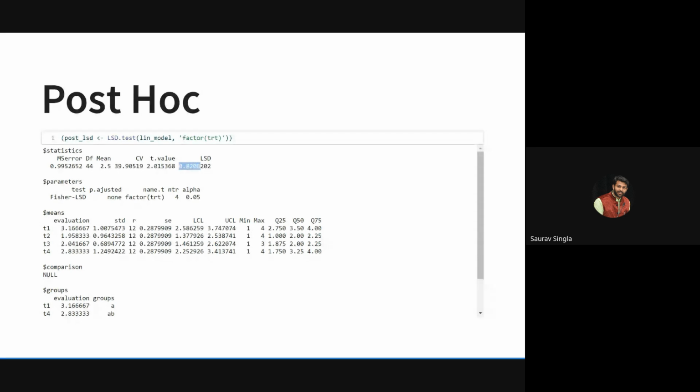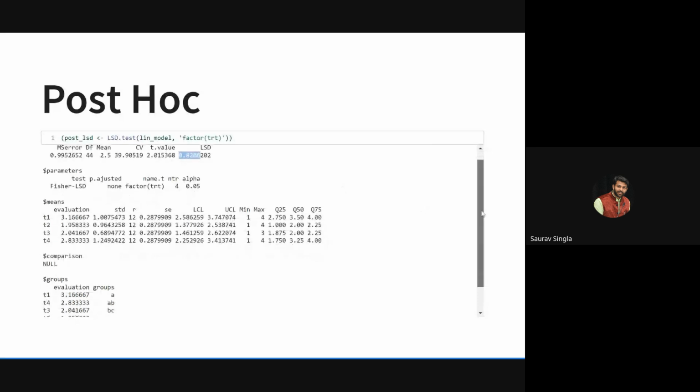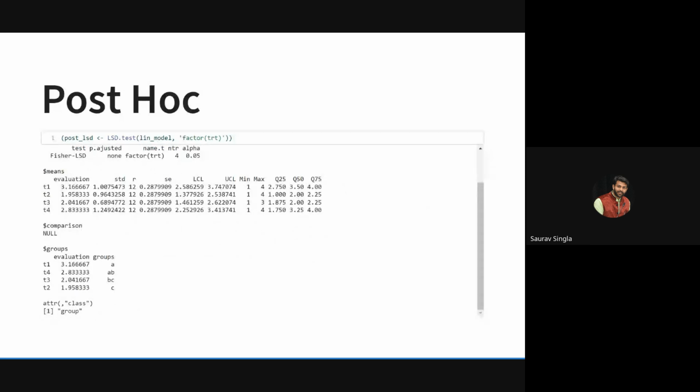Right, right. So what we do here, there is the presentation. This is the way to present it. Okay. We are presenting T1, T4, T3, T2. This is the mean. Okay. And here one letter is being written. So you see T1 and T4 both has letter A.